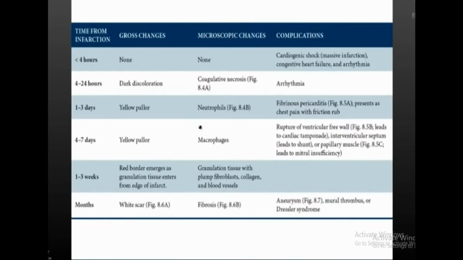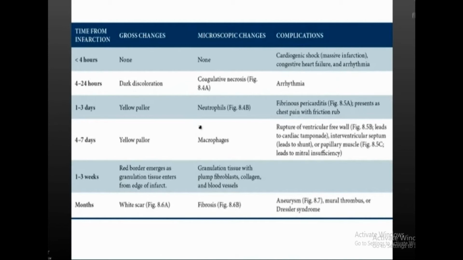And next is the process with the foundation of the scar formation, which occurs from 1 week to 1 month.